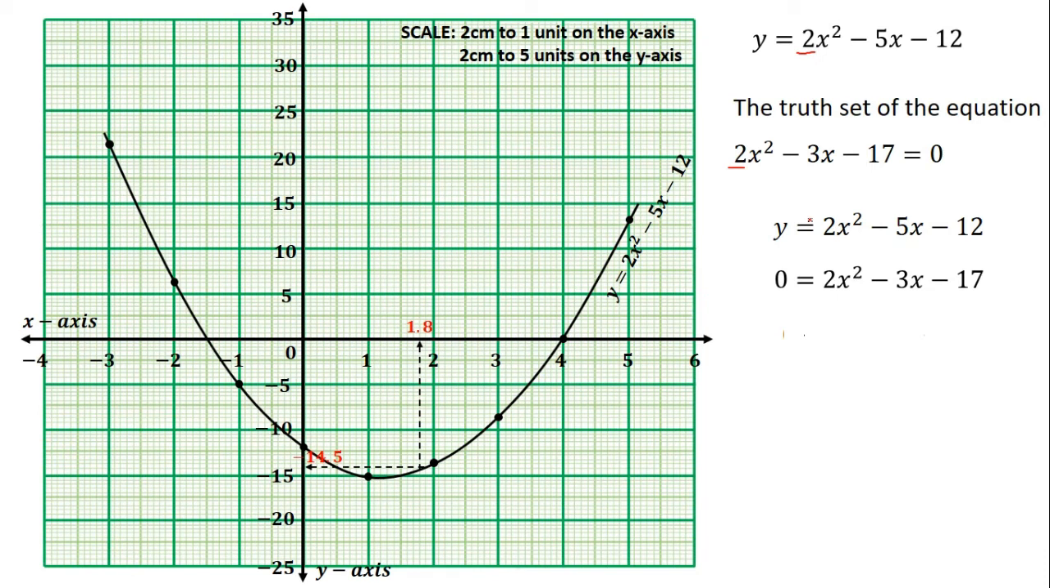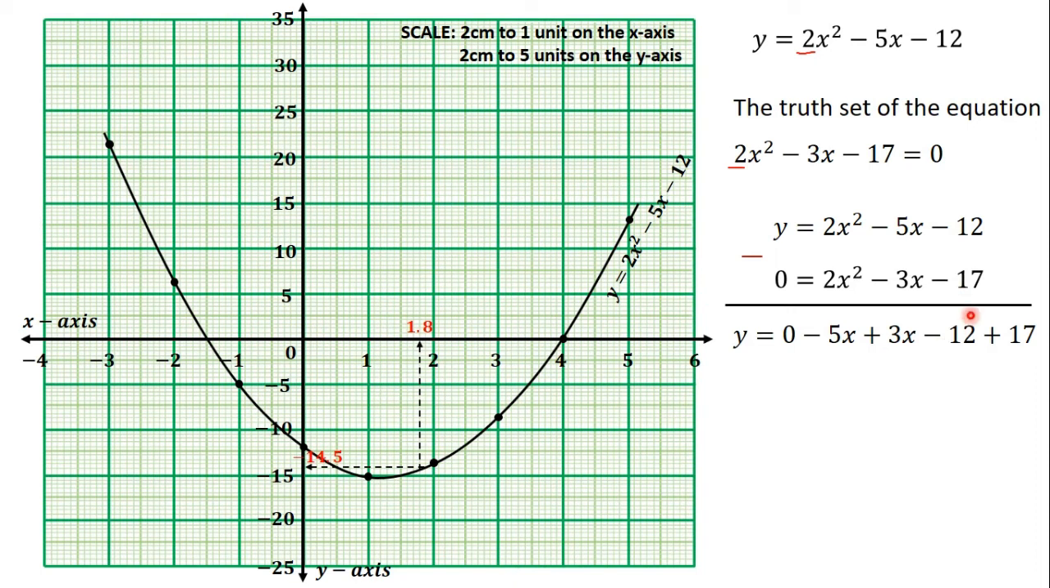So you have the function minus the equation. So you have y minus 0, and y minus 0 will give us y. We have equal to here, so we bring the equal to sign. Then next we have 2x squared minus 2x squared. We know that 2x squared minus 2x squared will give us 0. Then we have minus 5x minus 3x. Minus 5x minus 3x will give us minus 5x plus 3x. Then we have minus 12 minus 17.